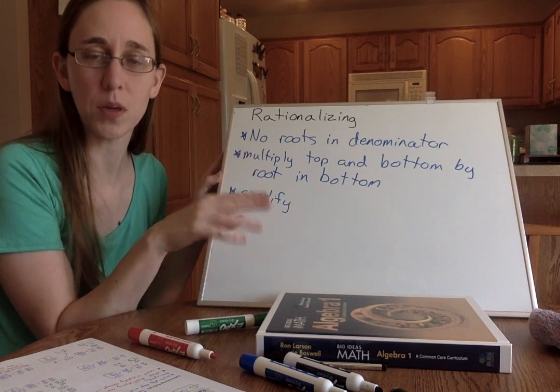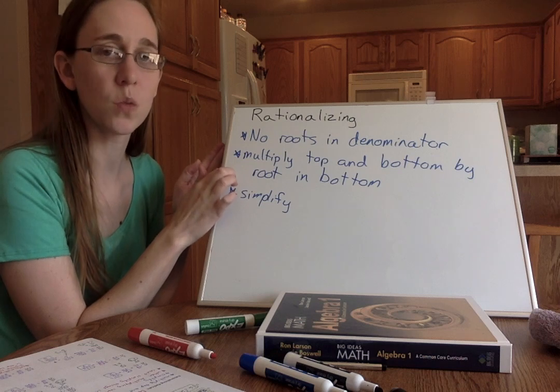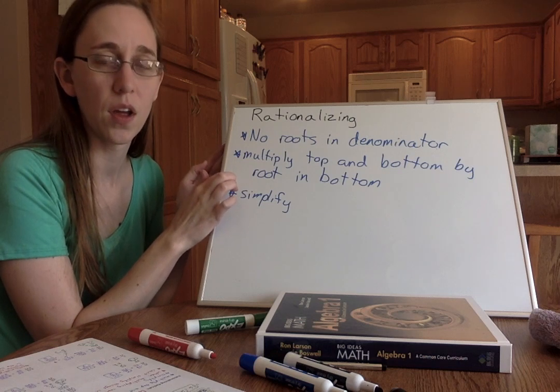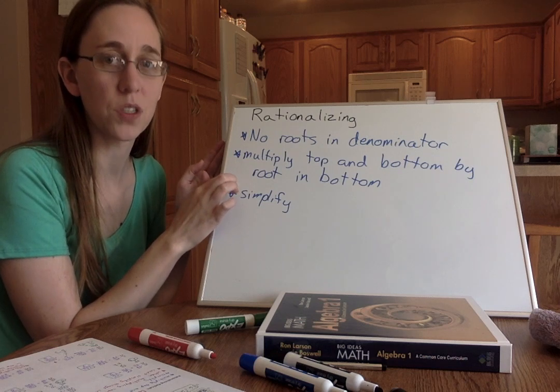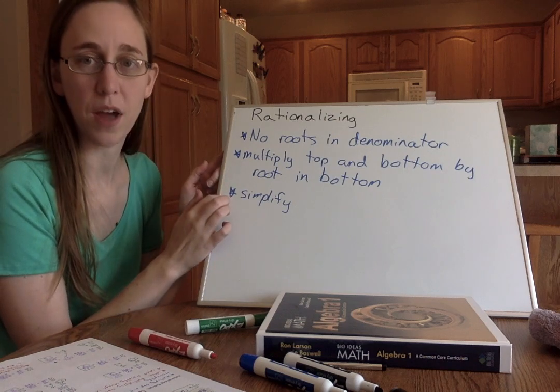Now, if there were other numbers in the bottom, that's fine. We don't have to worry about them. It's only the root that needs to be moved. Because when we multiply by this, we're going to create a perfect square in the denominator, which then simplifies. No more roots in the bottom. Then we just finish simplifying our problem.